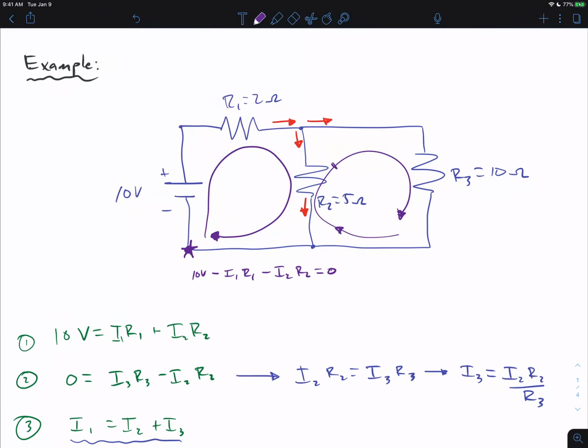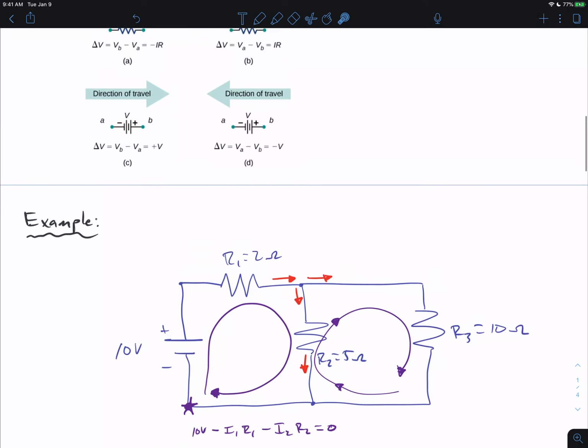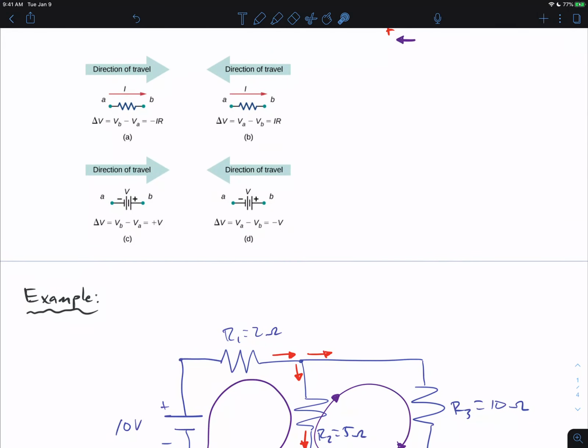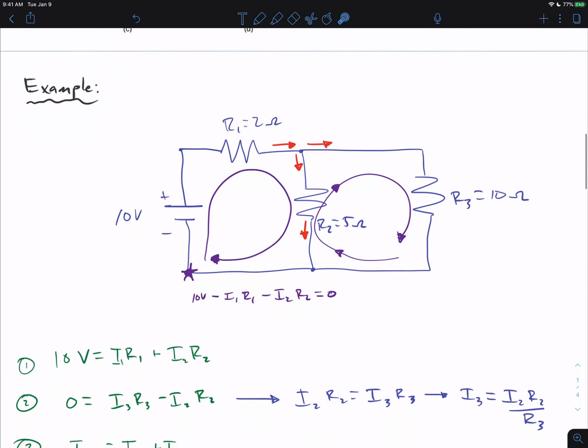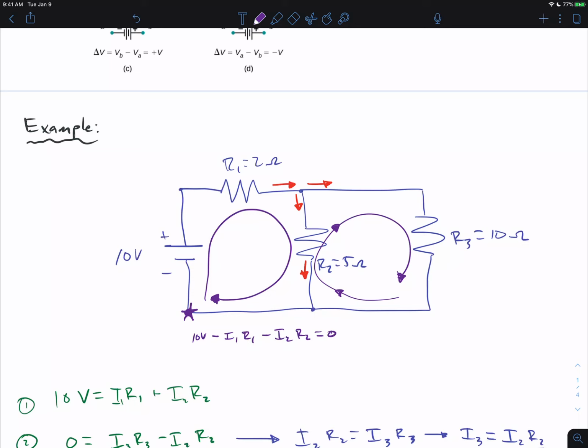Our loop here, this clockwise loop, is going to be against resistor 2. It's going to be against the direction. So we're going to have to use these little rules that we just showed right now. Specifically, we're going to have to use this one right here, where we're going in the opposite direction of our current. Okay, but thankfully, our current direction here for R3 is the same. So this works out the same.